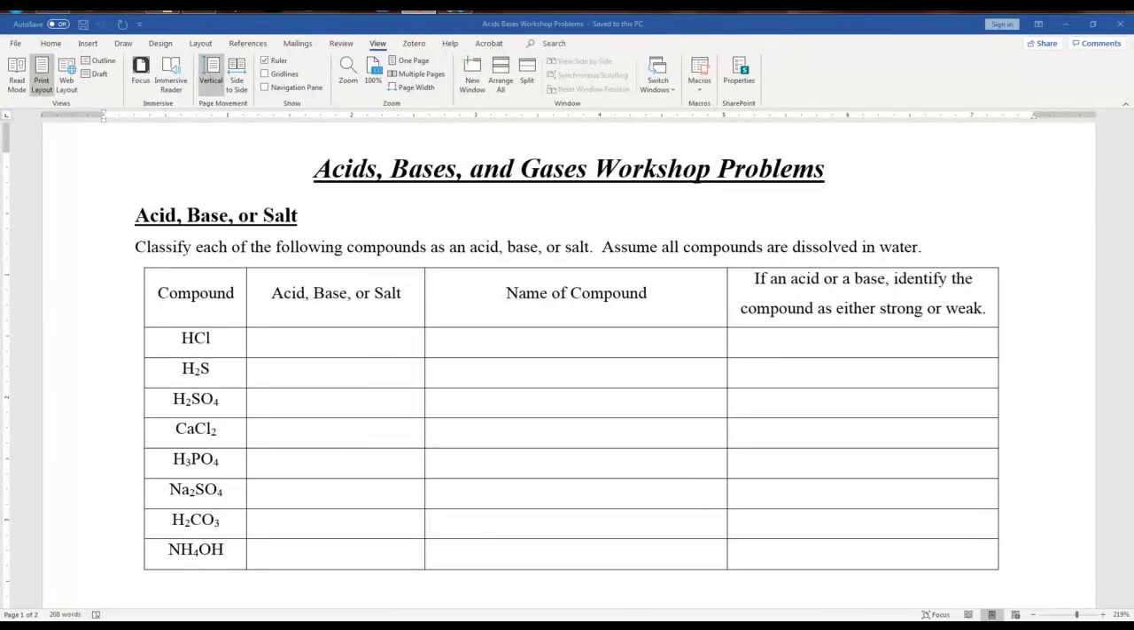Welcome to our 8th learning workshop over acids, bases, and it says gases, but that's a lie. We're not going to do anything with gases. I'm going to take that off.